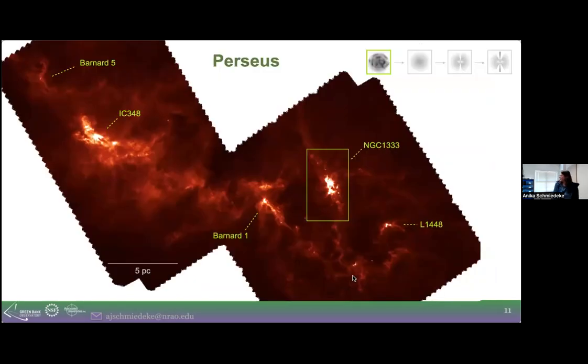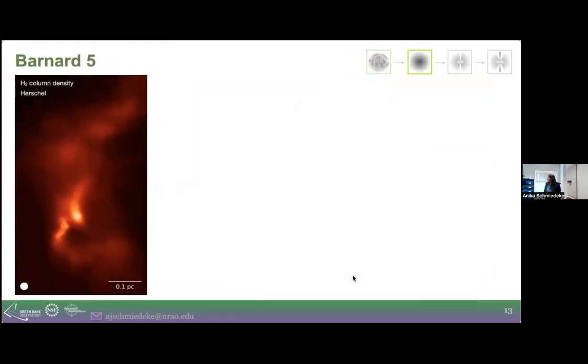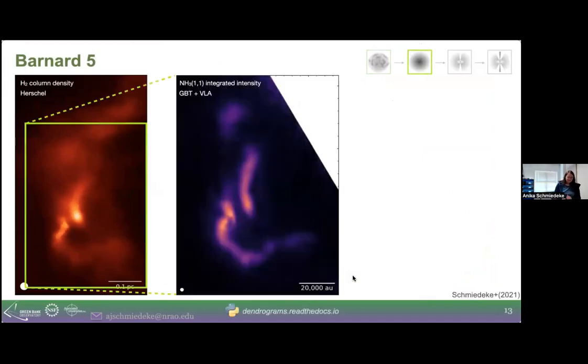Now let's go from NGC 1333 to a different region, B5, and look at it a little bit closer. This is again the column density map. We have observed this region now with a combination of VLA and GBT data. This is ammonia, the same molecule we have seen before, just a different region. The integrated intensity map of this.